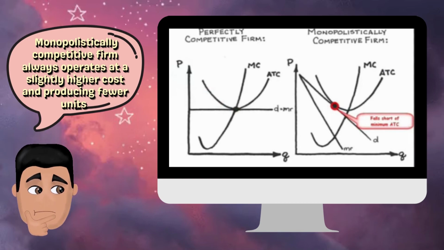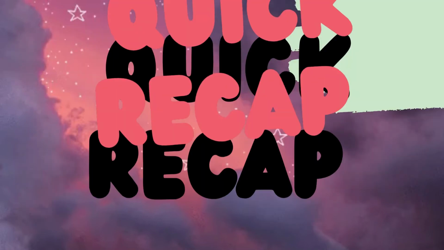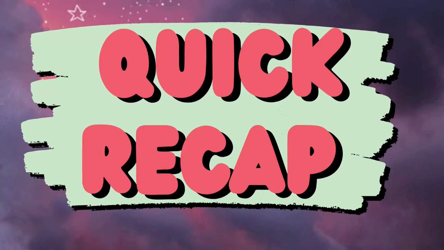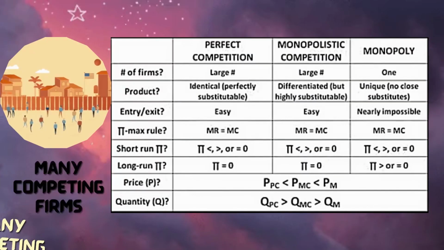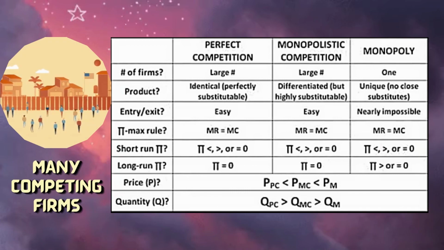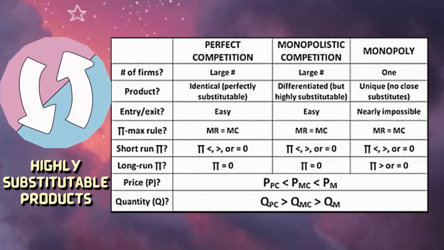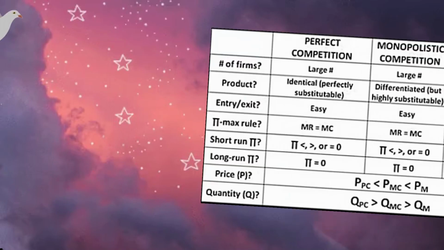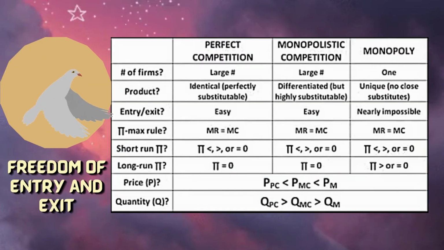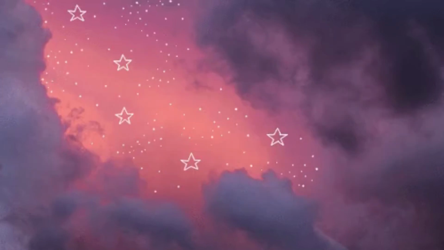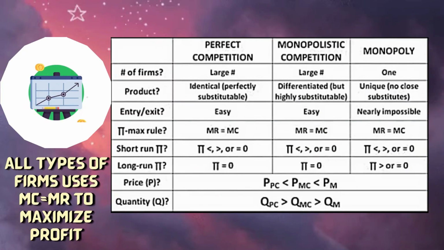Let's do a quick recap of this market structure compared to perfect competition and monopoly. There are a large number of firms, more like perfect competition, with respect to the product produced. It's not identical across firms as with perfect competition, but neither is it unique. The products are differentiated but highly similar and therefore highly substitutable. Entry and exit are easy, which affects the ability to sustain profits. All types of firms use the marginal revenue equals marginal cost rule to maximize profit, and any firm can make money, lose money, or break even in the short run. But in the long run, only a firm with barriers to entry to protect its profit can sustain those profits.